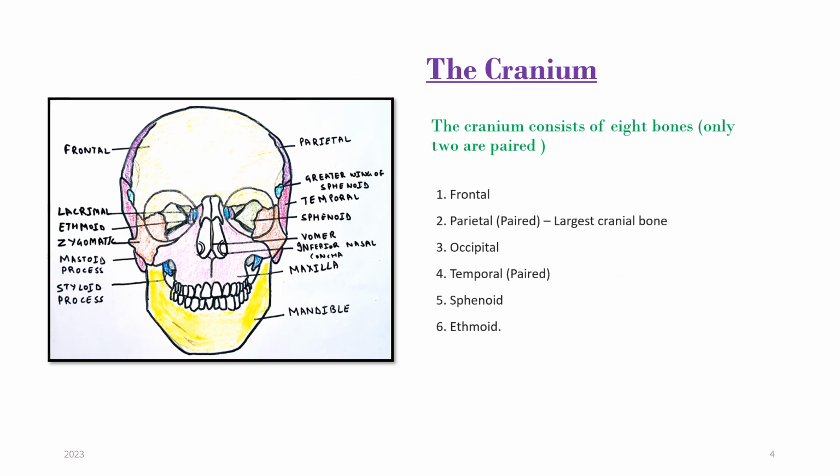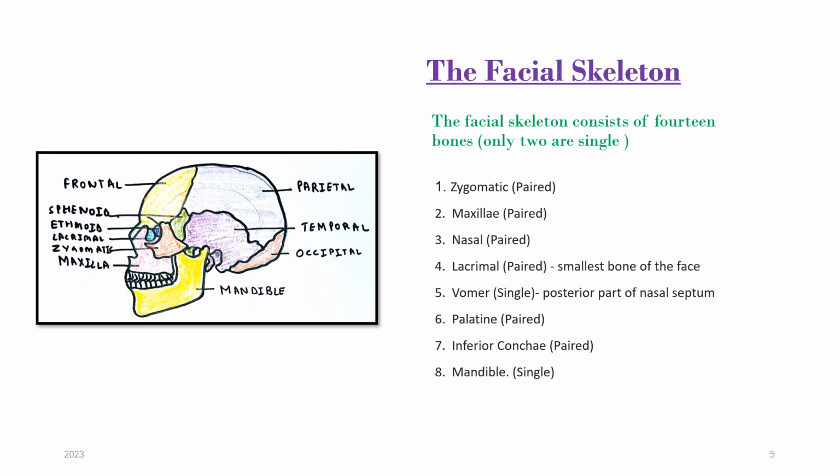Coming to the cranium, the bones which make the cranium, there are 8 bones, out of which only 2 are paired. These are frontal, parietal, which is paired and also the largest cranial bone, occipital, temporal, sphenoid and ethmoid. So these are the 8 bones that form the cranium. The facial skeleton consists of 14 bones, out of which only 2 are single. So in the cranium 2 are paired and in the facial skeleton only 2 are single.